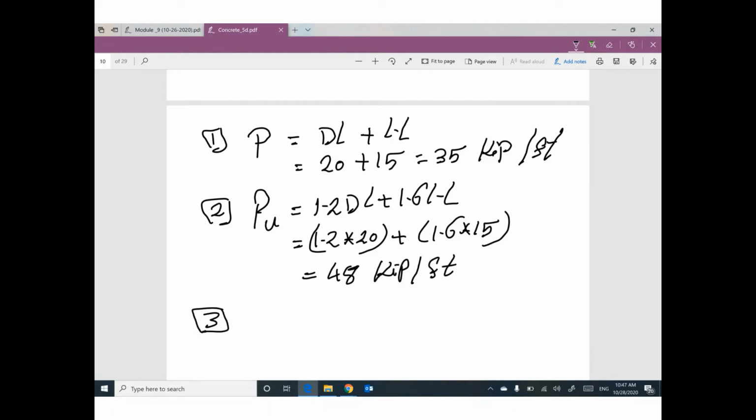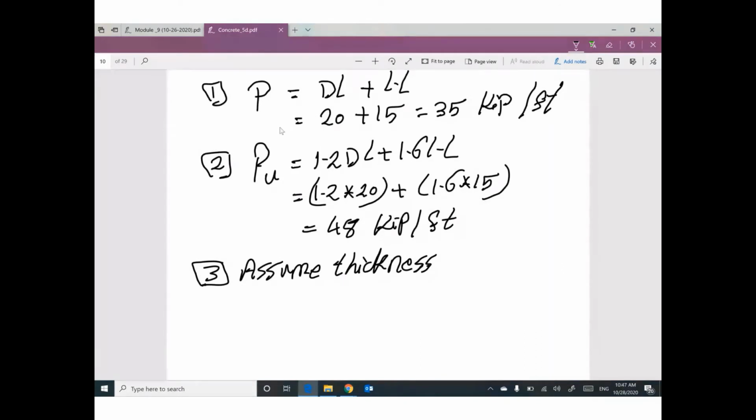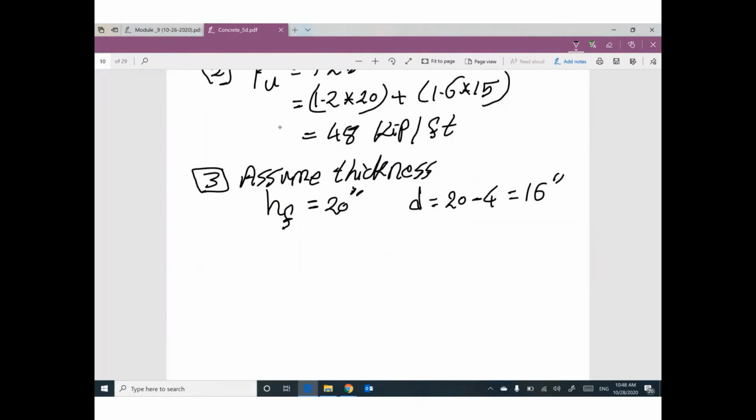I'm going to assume the thickness. What do you think? Okay, keep walking. I will assume the total thickness equals 20 inches. So your depth will be 20 minus 4, which is 16 inches. I need to calculate Q net. Do you remember? It equals Q allowable minus gamma soil times H soil minus gamma concrete times H footing.